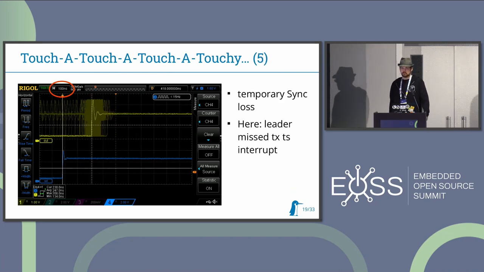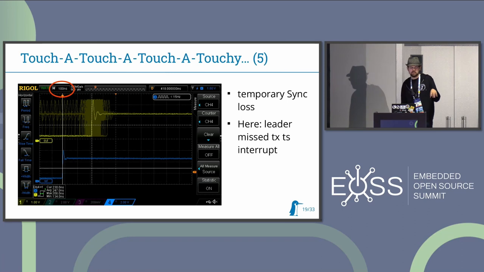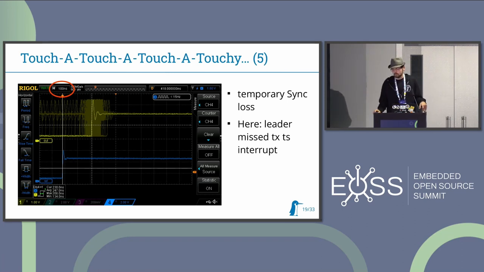In this case, you see that we completely lost sync for a moment, and we had the clock drift away for some time and then gaining sync again. So if you only did a temporary measurement, it would look quite okay. And in this case, our leader clock missed a transmission interrupt, which is a problem, especially with some Intel cards. And there's actually a Linux PTP option that you can make your system a bit more resilient about.